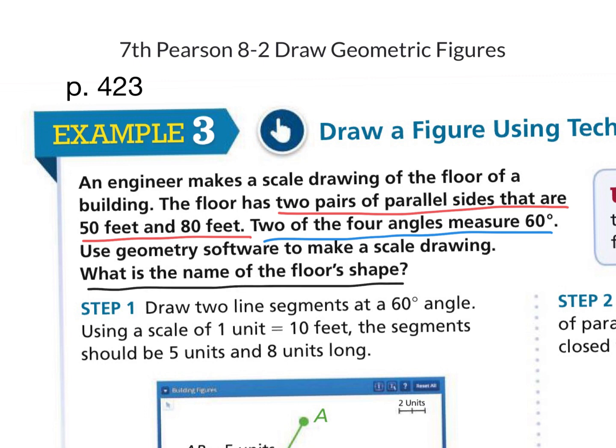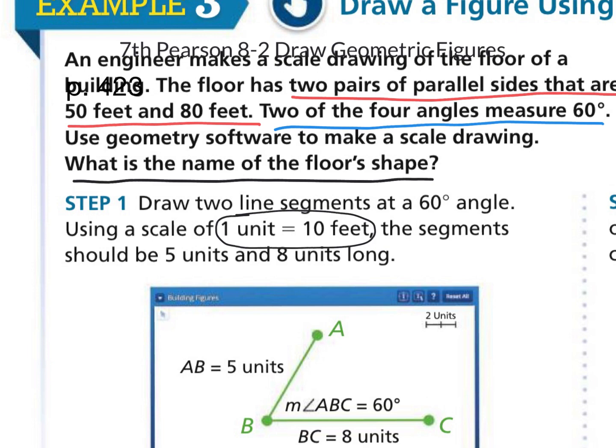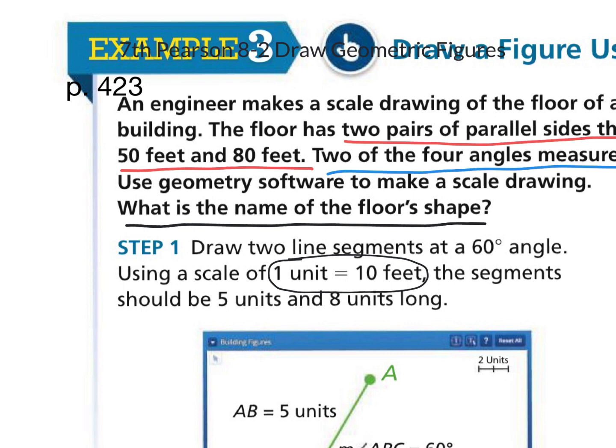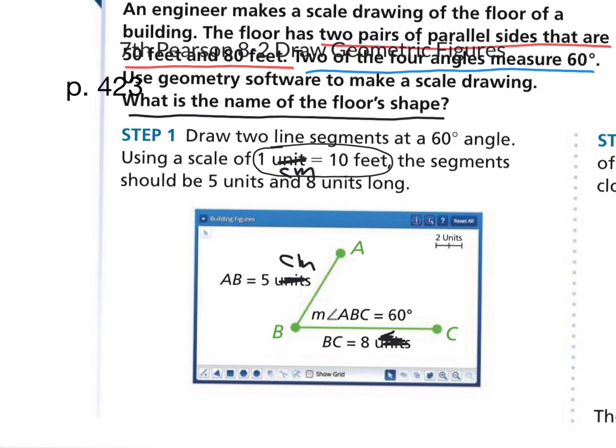Okay, so we're not going to be using geometry software. We're just going to do these by hand using rulers and protractors. But if we look at this, they're using a scale here. 1 unit equals 10 feet. And by using that scale, the 50 feet would be like 5 units, and the 80 feet would be like 8 units. Rather than units, if you wanted to use, say, centimeters instead, we could make that be like 5 centimeters and 8 centimeters.